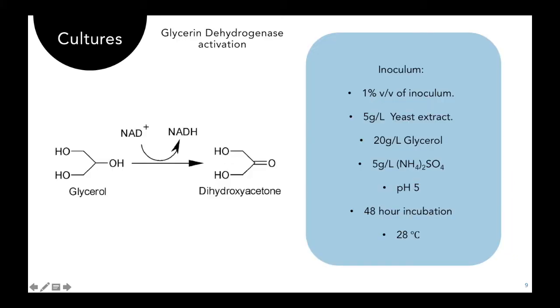In order to activate glycerol dehydrogenase, 1% volume per volume of culture is transferred to an activating medium in a bioreactor containing 5 grams per litre yeast extract, 20 grams per litre glycerol, and 5 grams per litre ammonium sulfate, kept at pH 5 and 28 degrees Celsius for 48 hours with an impeller speed of 700 rpm.